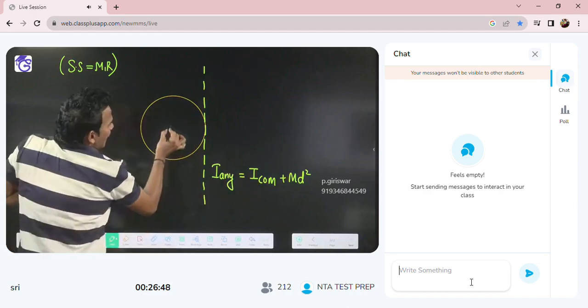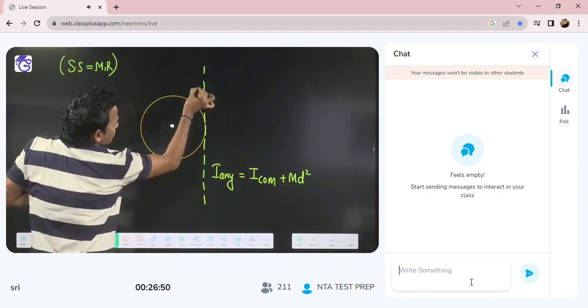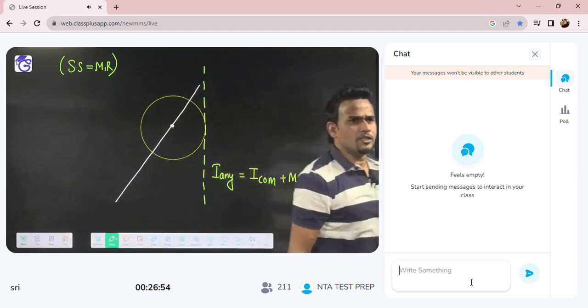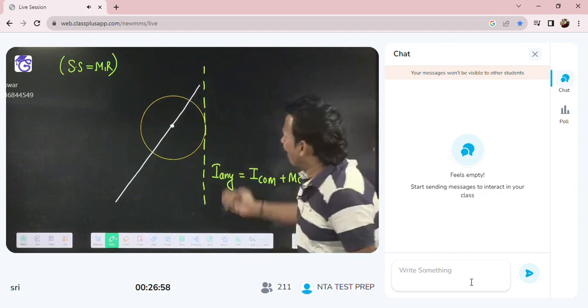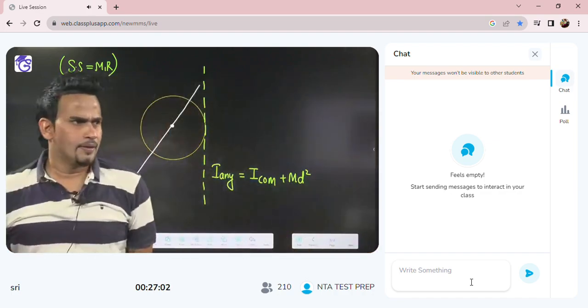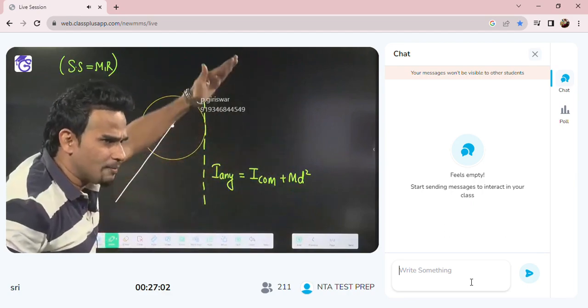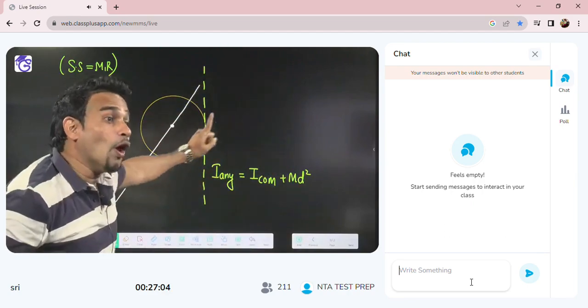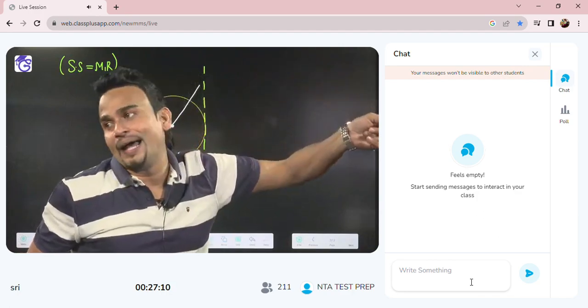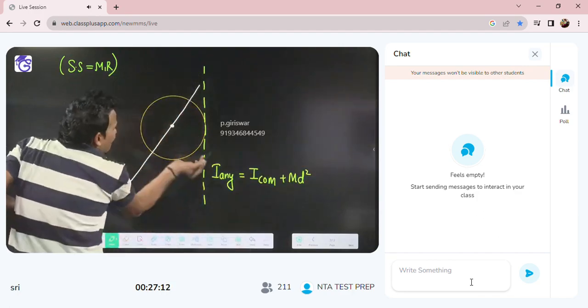Tell me, shall I take I_COM like this? I_COM is the axis which passes through the center. I can pass one axis through the center like this. Shall I take I_COM like this? No. Always remember I_COM and I_NE both must be parallel. Randomly you cannot take.